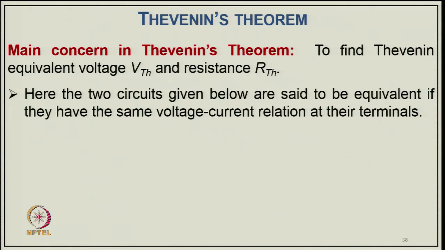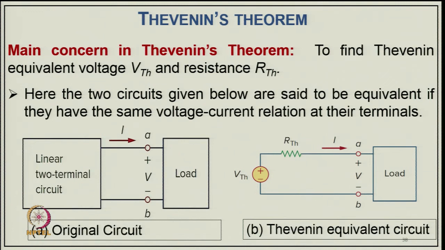Here, the two circuits are said to be equivalent if they have the same voltage-current relation at their terminals. The typical example: if you have an original circuit, which is quite involved, a linear two-terminal circuit across the terminals A B, and you connect the load and have a voltage V and current I, that can be represented as equivalent to a Thevenin equivalent circuit with the voltage source VTH and the internal resistance RTH, with the same current I flowing and the same voltage V across the load. This is what we call the Thevenin equivalent circuit of the original circuit.